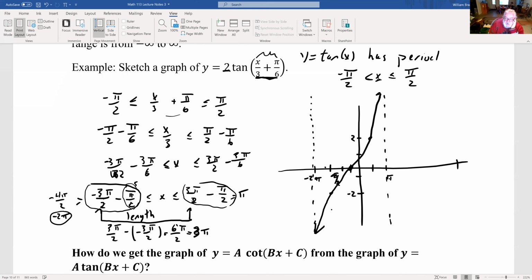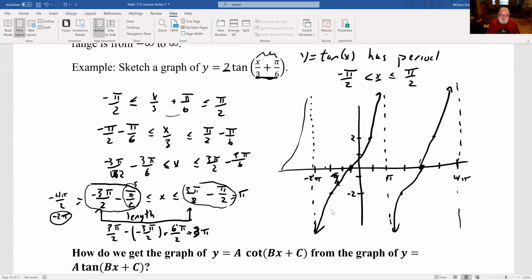Length is 3 pi, so the next place would be at 4 pi. Cut this in half, cut this in half, cut this in half. We go through there, amplitude, the multiplier is 2, so we'll be at 2 at this quarter point and minus 2 at this quarter point, down to minus infinity through this point. Let me draw on my vertical asymptote, and up to positive infinity. And so that's our graph, right? And then there'll be another one here, another cycle going up like that, and it just repeats.